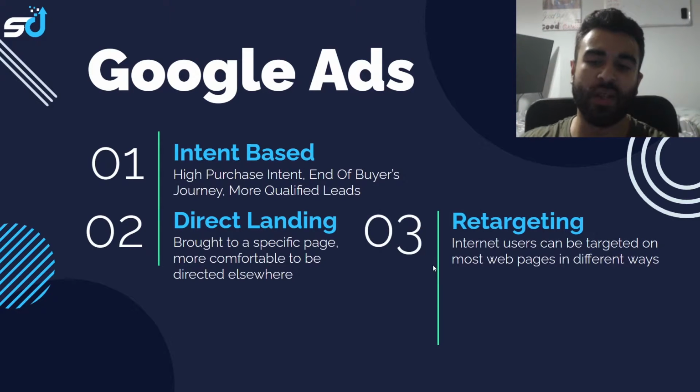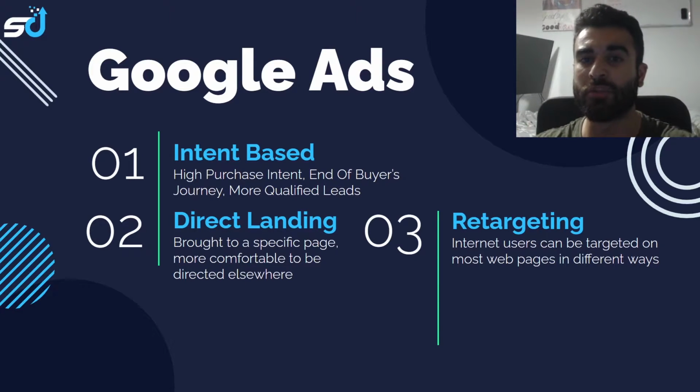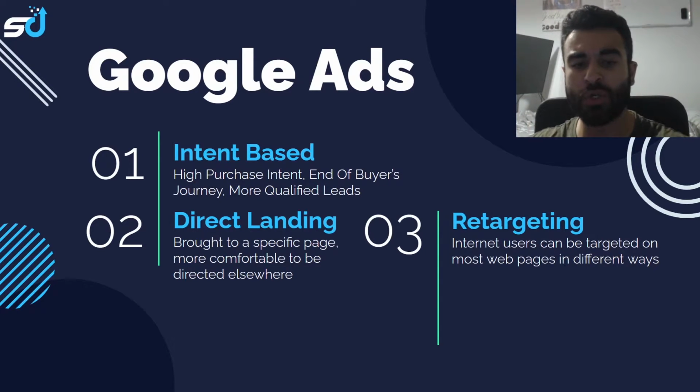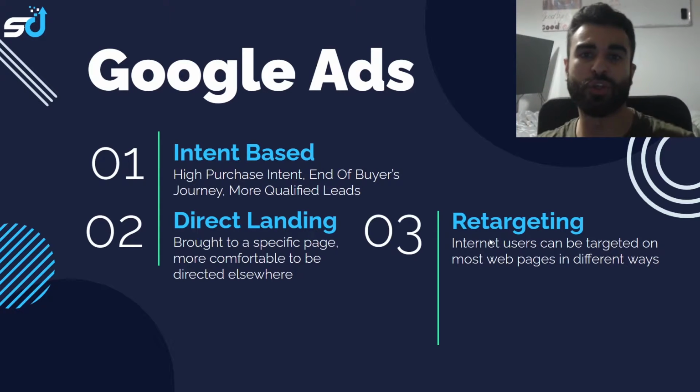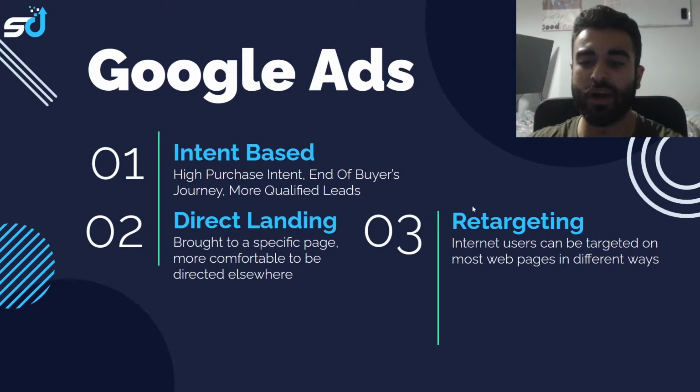Third of all, retargeting is huge on Google Ads. Not to say that Facebook ads can't use retargeting, but on Google Ads, it tends to be incredibly more effective because with internet users, they can be targeted on pretty much every web page out there in different ways. When it comes to YouTube, when it comes to the display network that they have, it is just vast and it's really easy to keep in someone's mind and keep that retargeting campaign going.